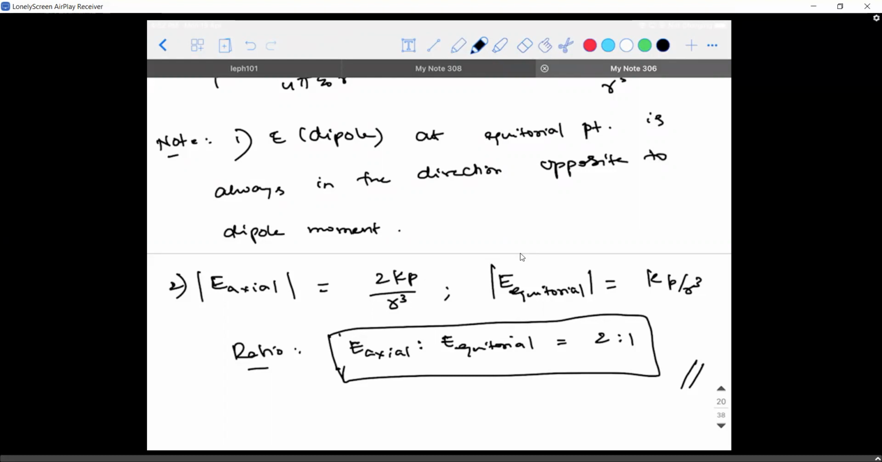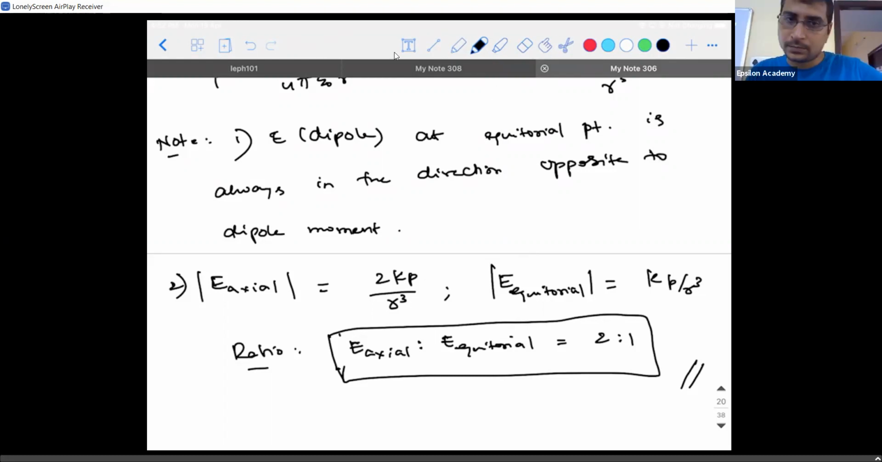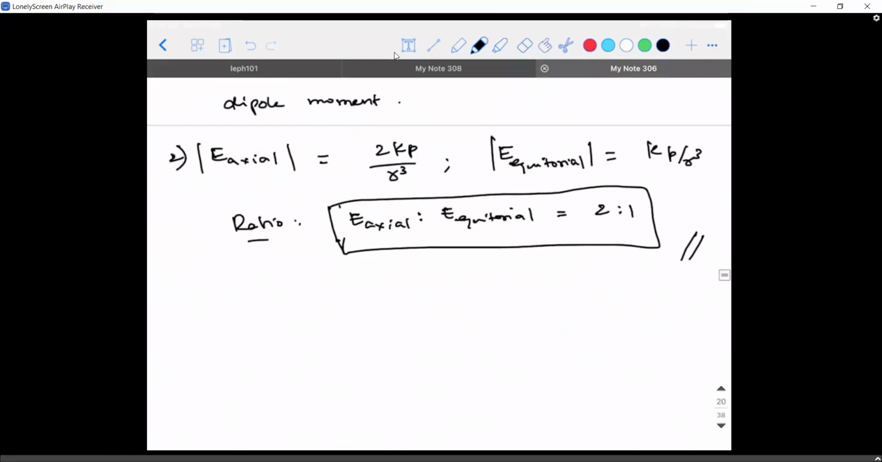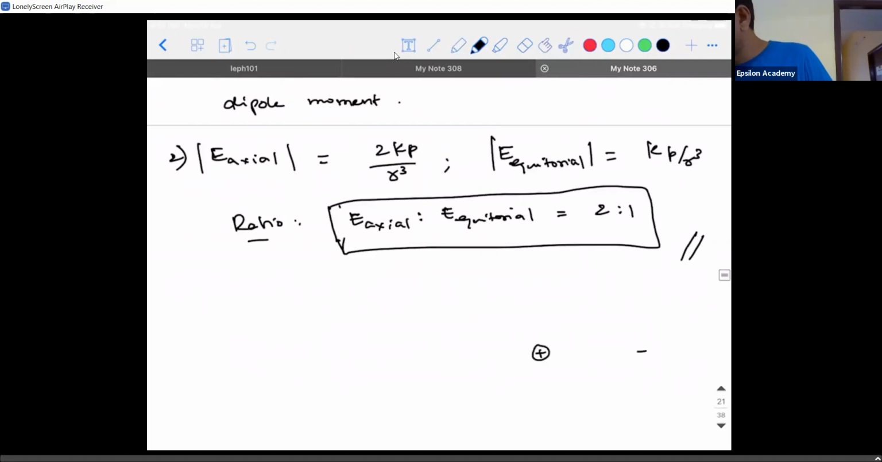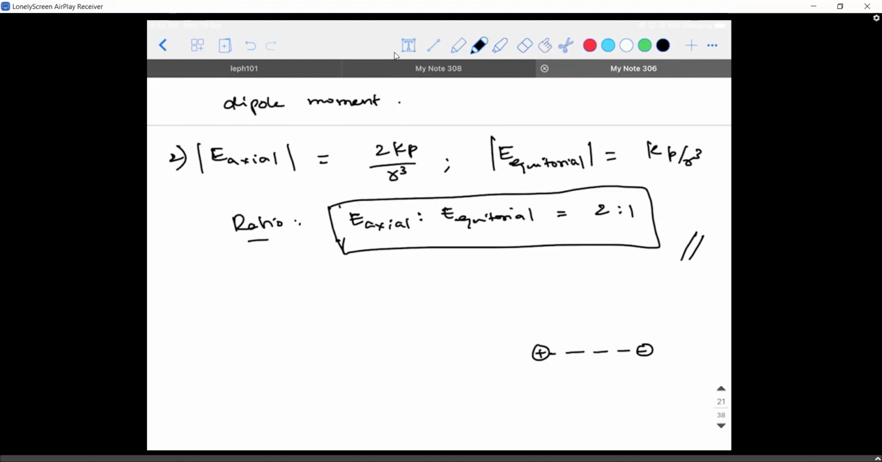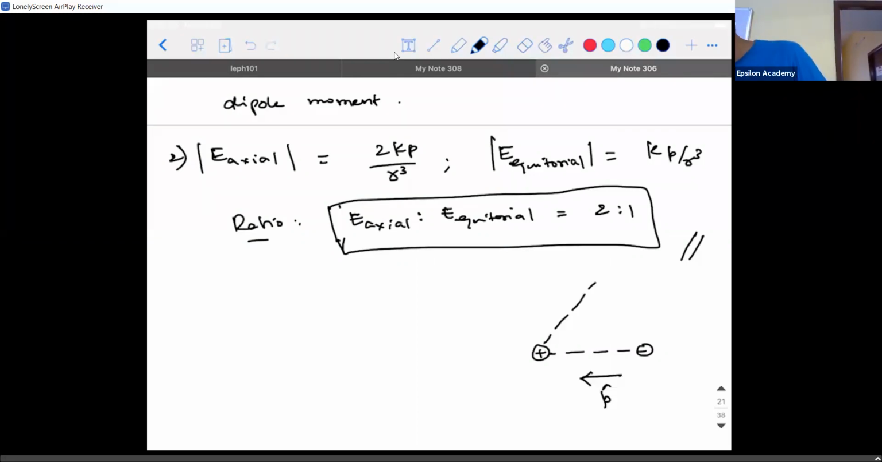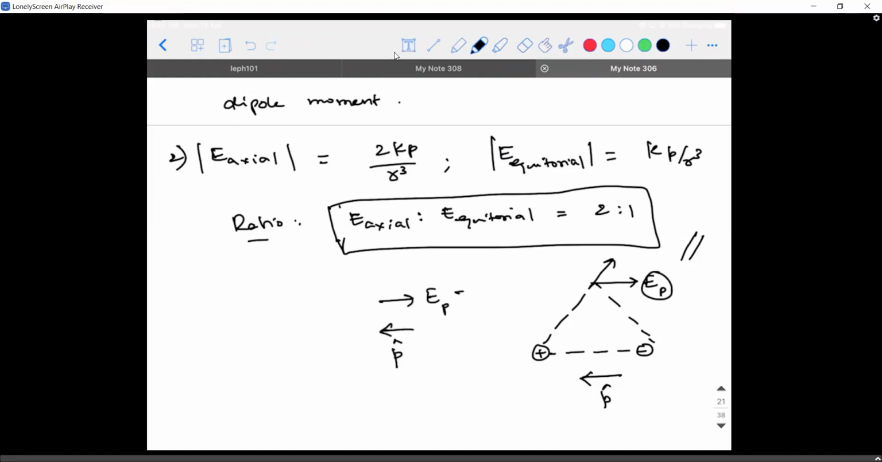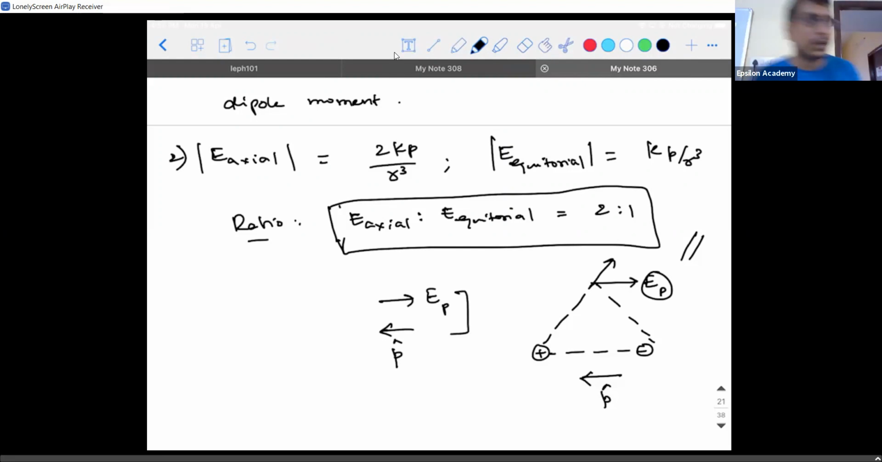Clear? So I have a doubt. Could you explain again why we took minus p cap, sir? The reason? See, the way I drew the diagram is something like this: positive charge, negative charge, right? What is the direction of dipole moment? Negative to positive. So this is the direction of p cap. When I took the point P, the isosceles triangle and all those things, the resultant was in this direction. So resultant is in the rightward direction, dipole moment is in the leftward direction, so they both are opposite to each other. That's why minus. Yes, I understood.